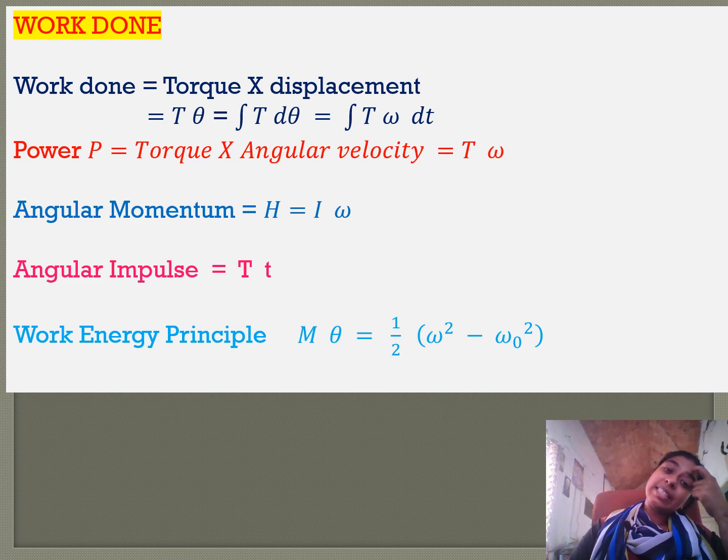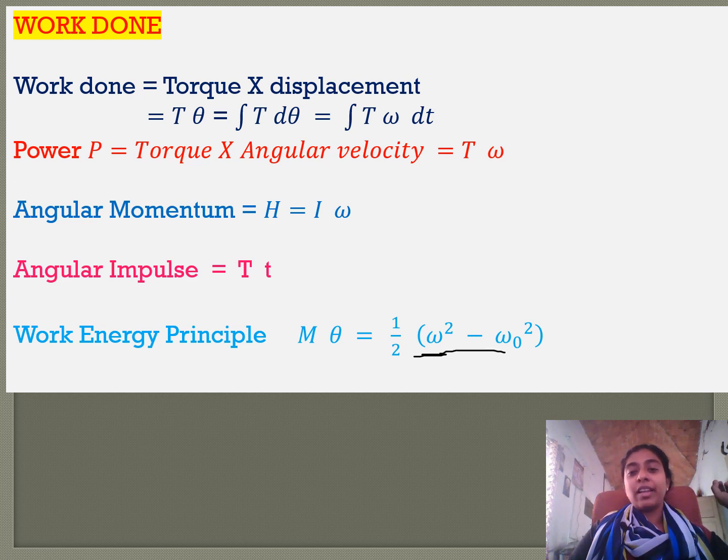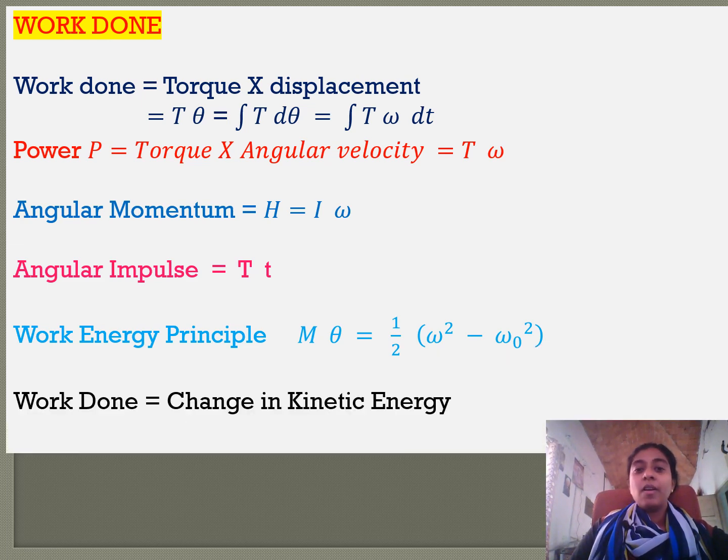Now we have already studied the work energy principle. So the work energy principle is moment into theta, or torque into angular displacement, M theta or T theta, is equal to half I into omega square minus omega naught square, where omega is the final angular velocity and omega naught is the initial angular velocity. So work done is equal to change in kinetic energy.